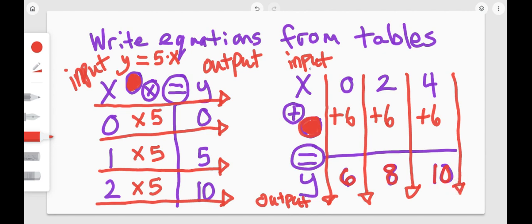And now we're ready to write the rule. So again, we're actually going to start with y, the output in the format. Y is equal to x plus 6. So no matter what we put in for x, we would add 6 to it, and then we would get the y in the output table.